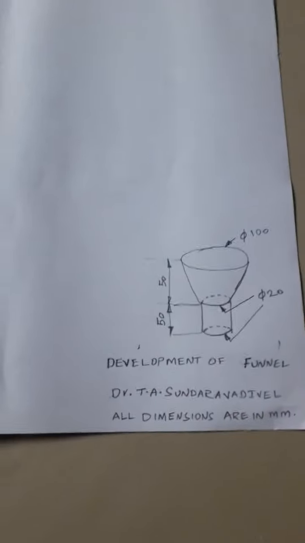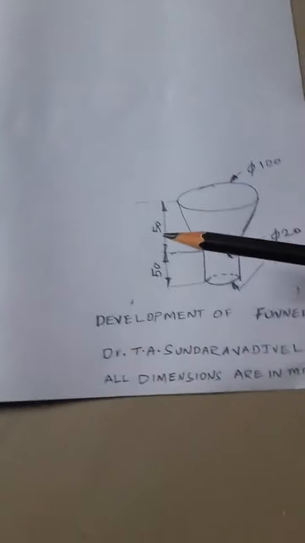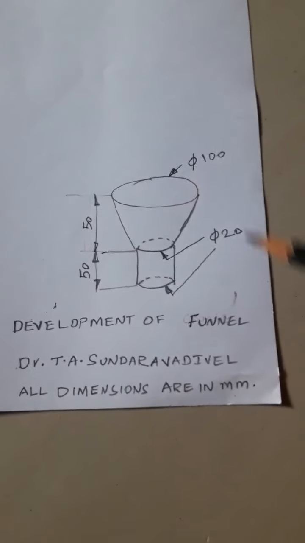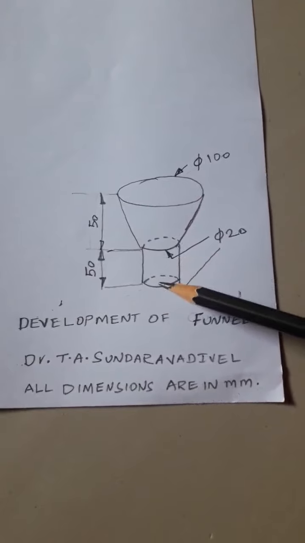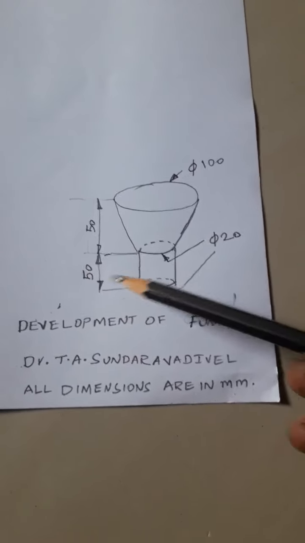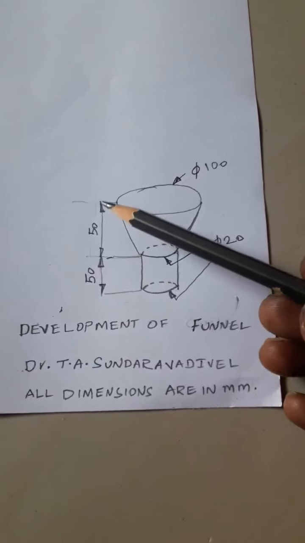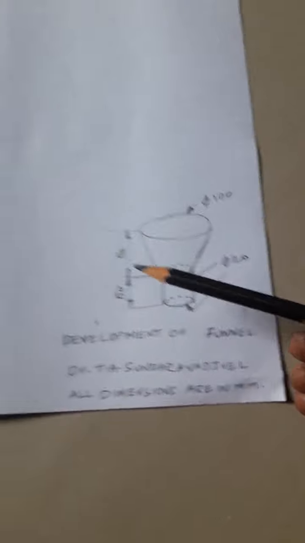So, the dimensions of the funnel are: the top diameter is 100 mm, and the bottom diameter of the funnel is 20 mm, and the bottom portion is made of a cylindrical one. That height is 50 mm. This top portion height is also 50 mm.